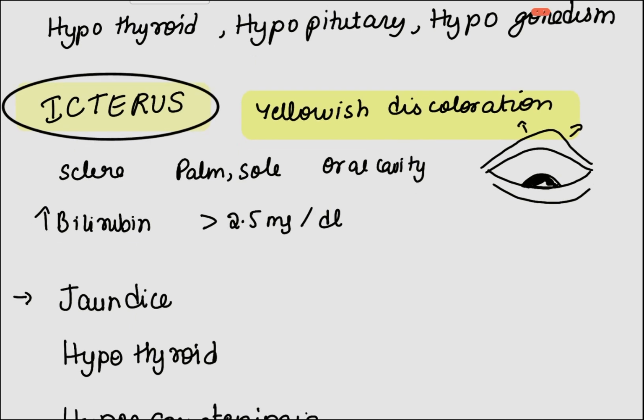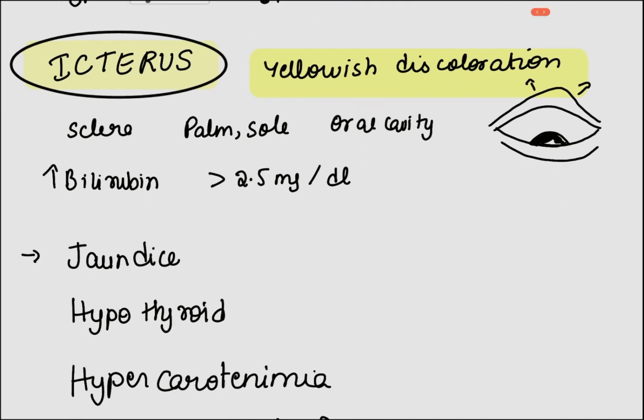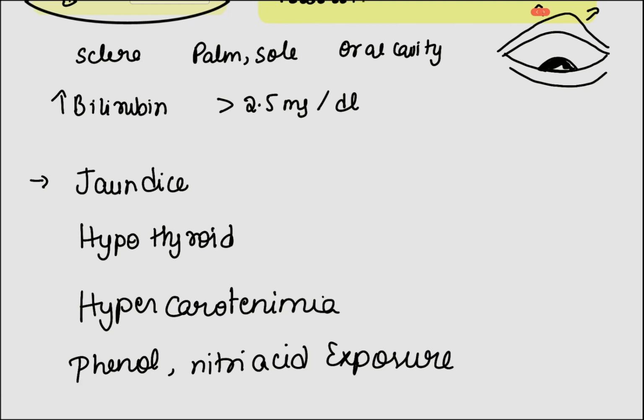Next, we have icterus. In icterus, we see yellowish discoloration of skin and mucous membrane. The sites which you look at are sclera, palm, sole, oral cavity. There is increased bilirubin, more than 2.5 mg per dL, and this is seen in jaundice. Jaundice is the first answer which you should know when they ask causes of icterus. Then again hypothyroidism, hypercarotinemia, phenol and nitric acid exposure.